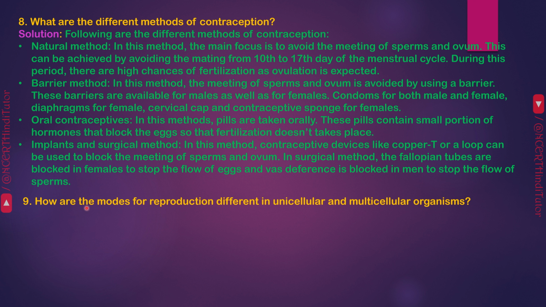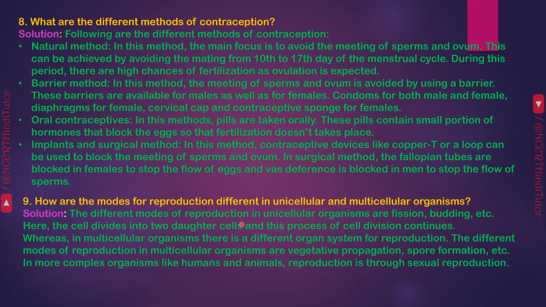Question 9. How are the modes of reproduction different in unicellular and multicellular organisms? Answer. The different methods of reproduction in unicellular organisms are fission, budding, etc. Here, the cell divides into two daughter cells and this process of cell division continues. Whereas in multicellular organisms, there is a different organ system for reproduction. The different modes of reproduction in multicellular organisms are vegetative propagation, spore formation, etc. In more complex organisms like humans and animals, reproduction is through sexual reproduction.